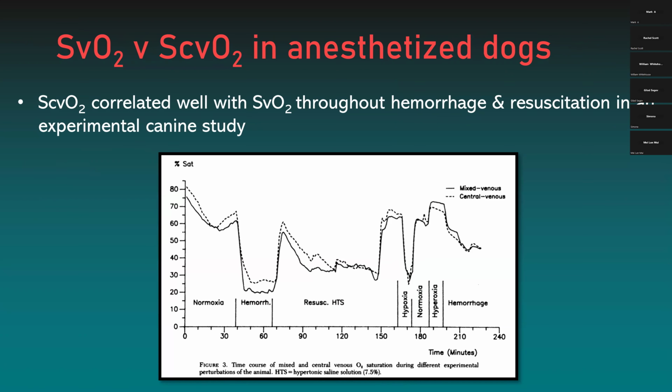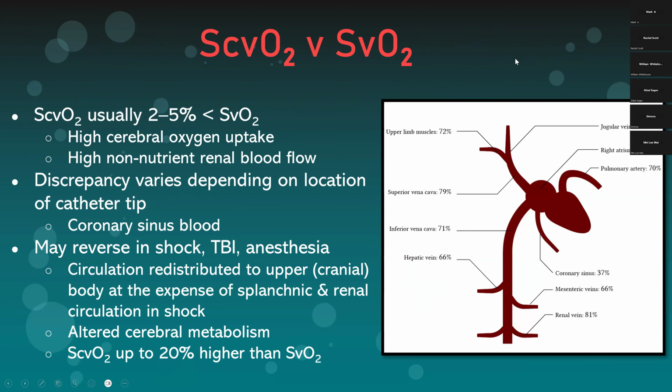So this was an experimental study that I found, and they correlated central venous oxygen saturation with mixed venous oxygen saturation. And these poor dogs were subjected to hemorrhage, resuscitation, various hypoxic, hyperoxic conditions. And these seem to trend pretty well throughout. And we know that based on the blood that we're collecting, we're going to see some difference between these measurements. And in most circumstances, central venous oxygen saturation will be a little bit less than mixed venous oxygen saturation.